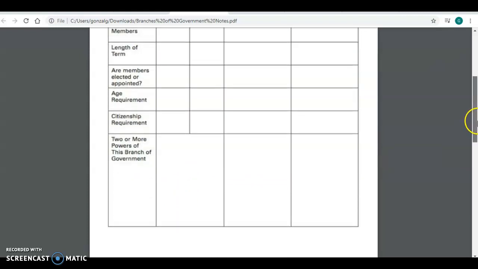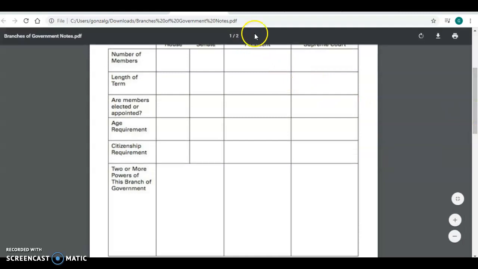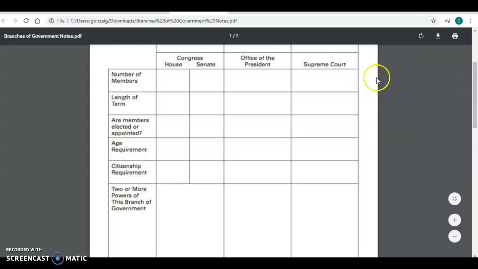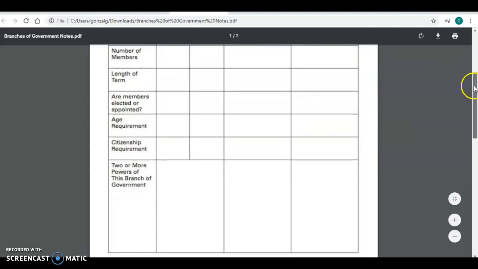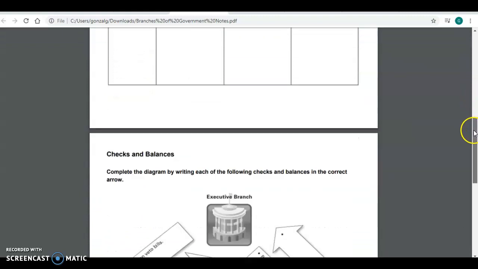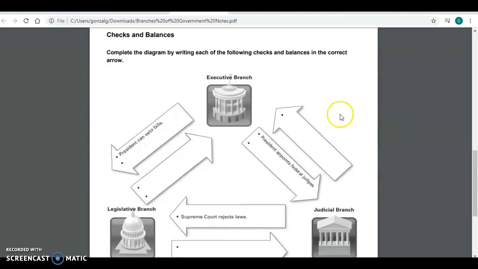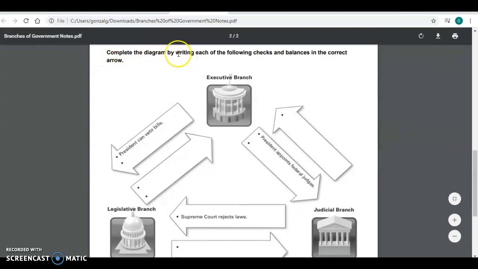And you're going to do that for the office of the president too, which is the executive branch, and you're going to do that for the Supreme Court, which is your judicial branch. If you scroll down, there's one more part of this. I don't want you to miss it. At the bottom, you're going to look at checks and balances. You're going to look at the diagram. And you're going to write each of the following checks and balances in the correct arrow.